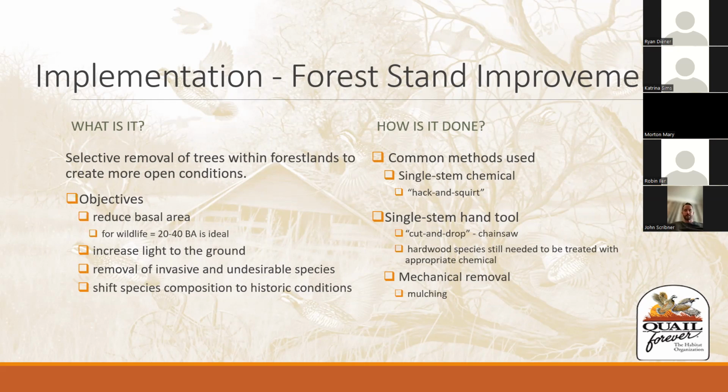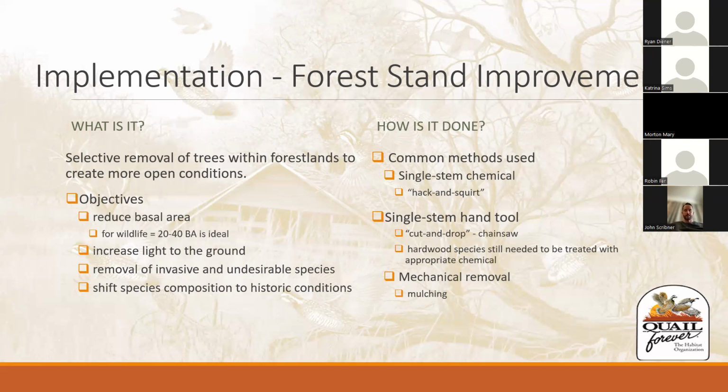And what that's going to do is increase light to the ground, which is also going to increase the amount of herbaceous vegetation, like our grasses and our wildflowers, that's able to grow through our forest lands. And that vegetation is going to provide great forage, nesting, and cover for our wildlife. We can also use this practice to remove invasive and undesirable species. And in doing so, that's really going to allow us to shift that species composition back to those historic conditions that we were talking about earlier.